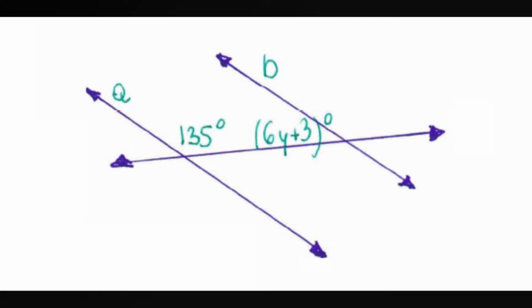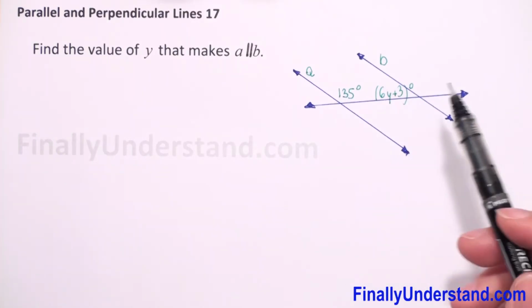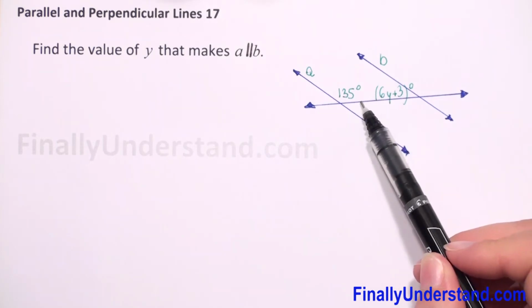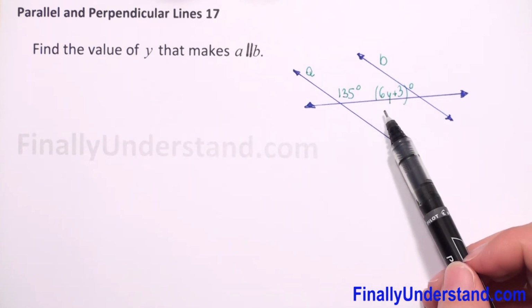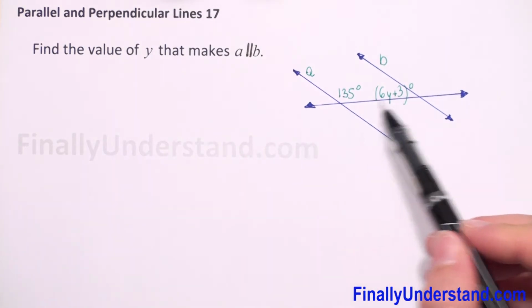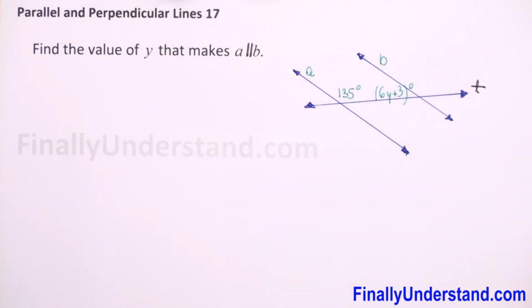We have to find value y that makes A and B parallel. Because we have here consecutive interior angles, we will use the consecutive interior angles converse: if two lines are cut by a transversal (this is our transversal), and the consecutive interior angles are supplementary, then the lines are parallel.